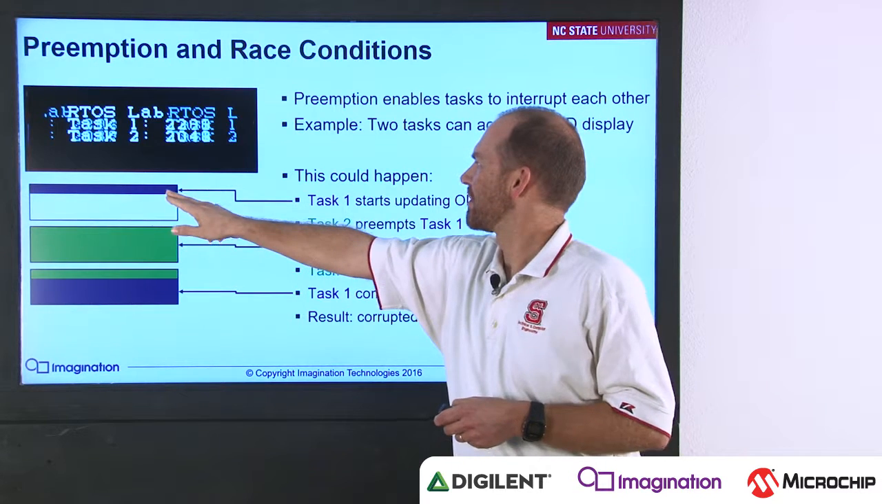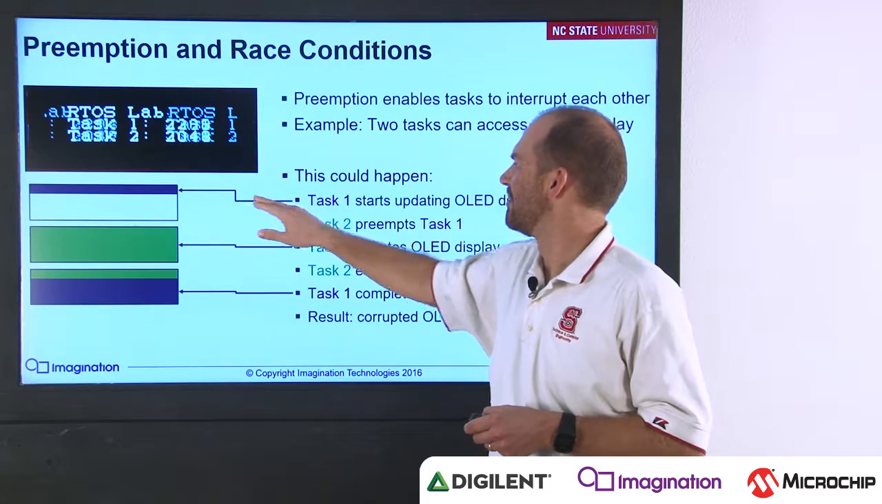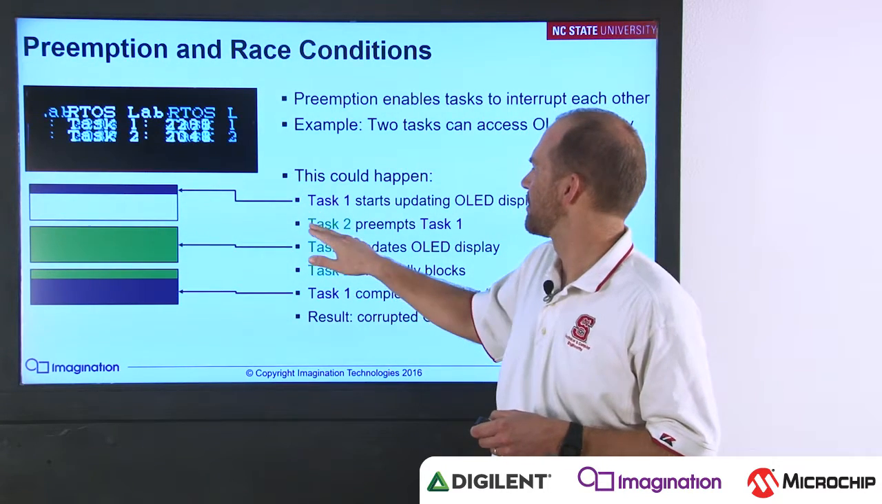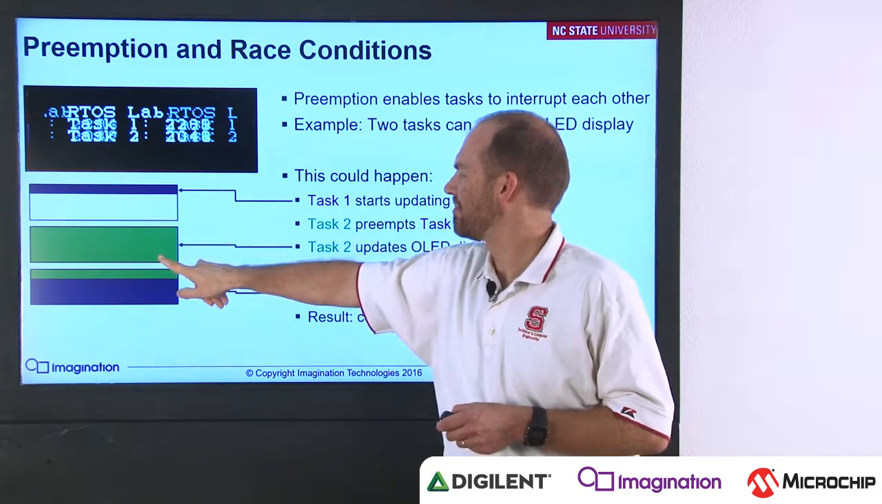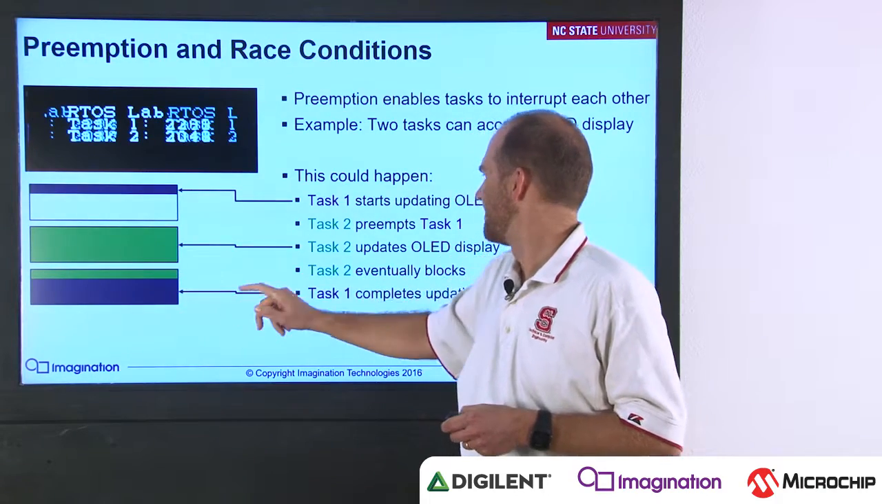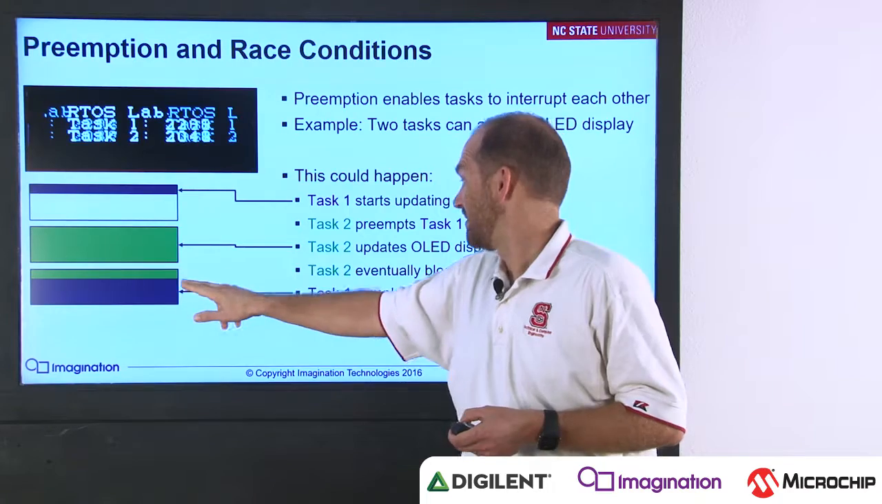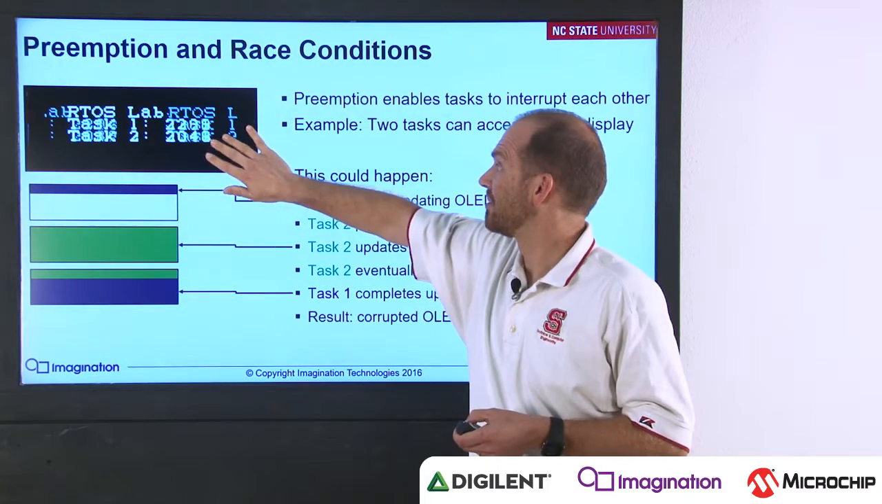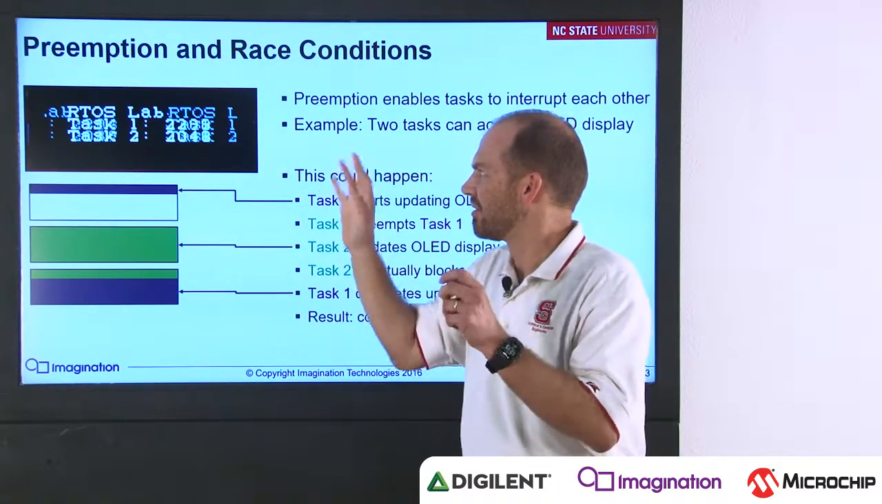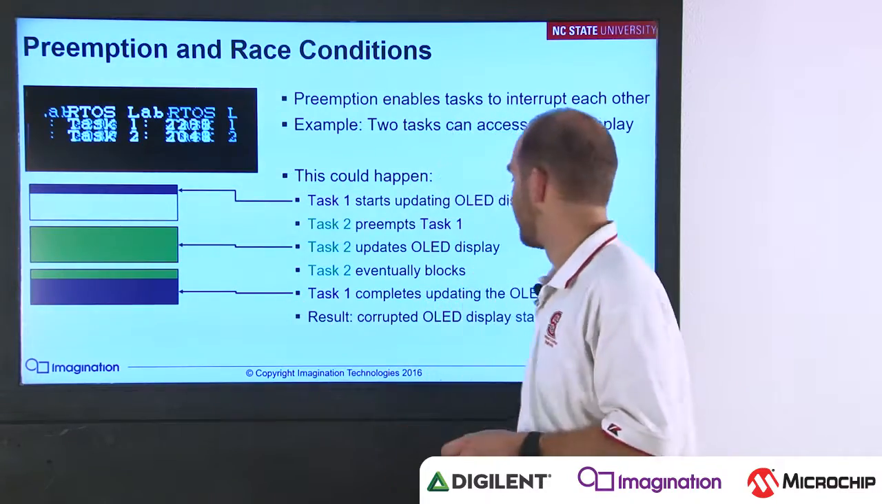If one task starts updating the OLED and then it gets preempted by task 2 and task 2 updates it, and then task 2 keeps running. Eventually it stops, it blocks. Task 1 resumes executing. We end up with this horrible jittery display that is really bad.